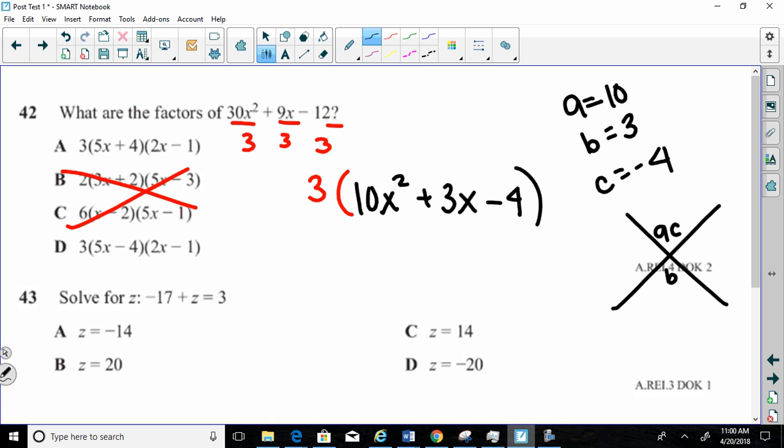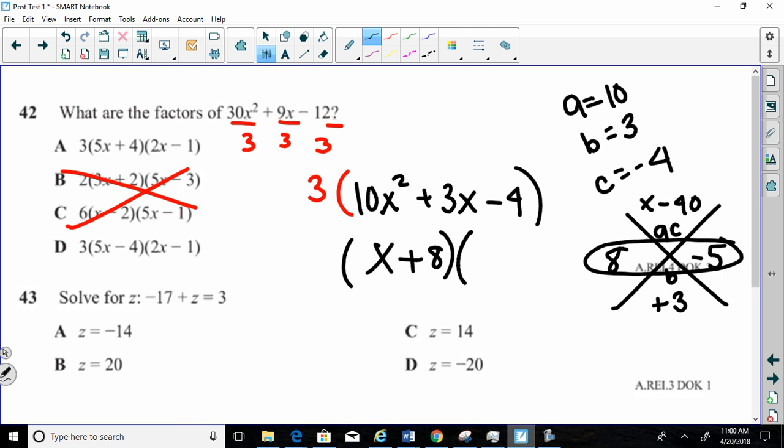So what is 10 times negative 4? And what are you adding to? 3. Cool. So what 2 numbers multiply to negative 40 and add to 3? 8 and 5. But which one has to be negative? Ding, ding, ding. Now, I rewrite this like this: x plus 8, x minus 5. But what is your a? 3. Oh, and so remember, you need to put 10 underneath both of them.